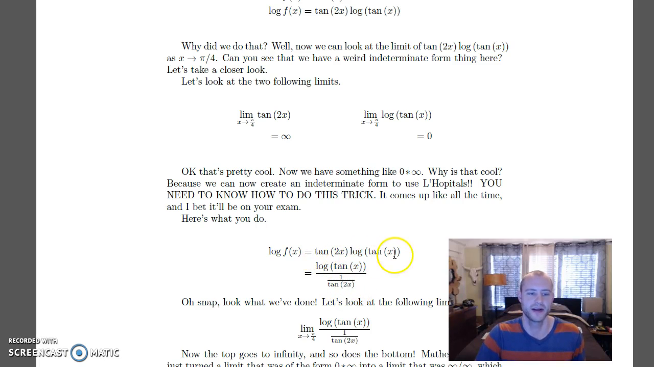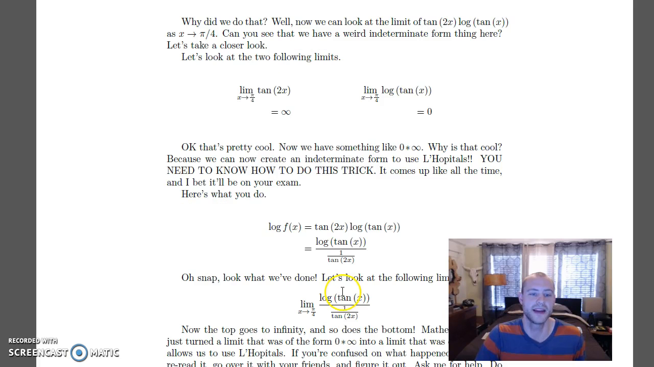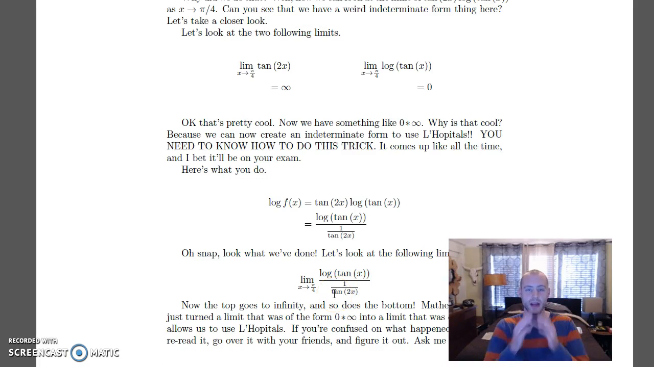So that this statement here becomes this statement here. I haven't taken any derivatives, I've just manipulated it. So this top part's going to infinity, and this bottom part, this top part's going to 0, and this bottom part is now going to 0 also. So I've made it into indeterminate form.